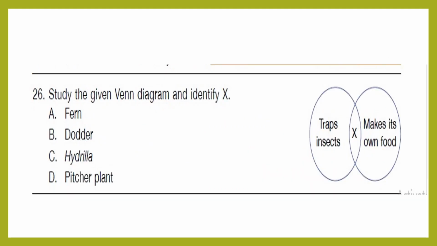Question number 26. Study the given Venn diagram and identify X. X traps insects and makes its own food. Option A fern, B dodder, C hydrilla, D pitcher plant. And our answer is option D, pitcher plant.